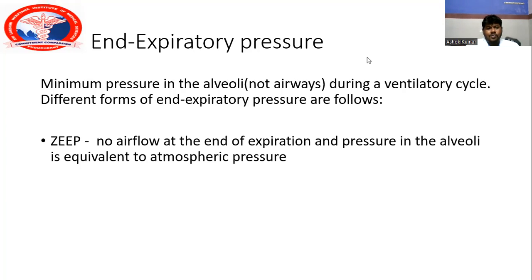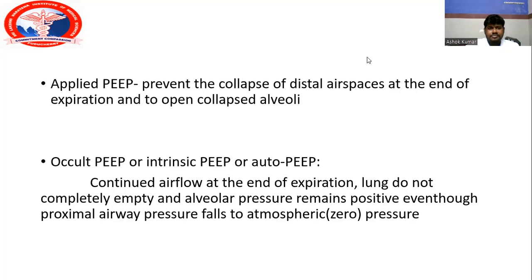First one, zero end expiratory pressure. Zero means no airflow at the end of expiration, and the pressure in the alveoli is equal to the atmospheric pressure. That is nothing but zero end expiratory pressure.